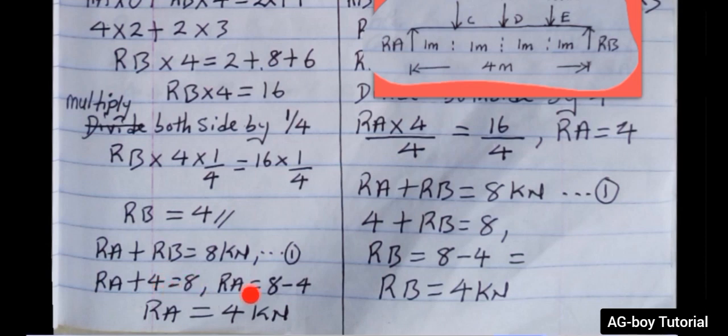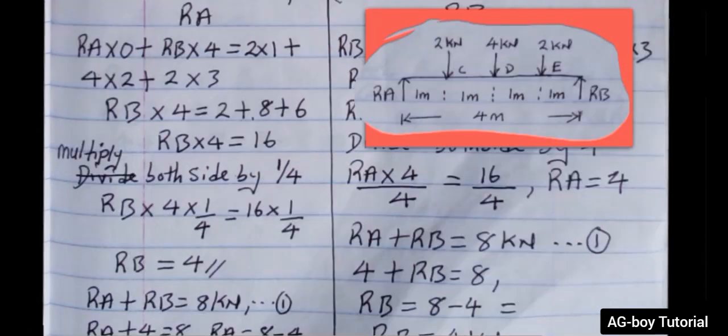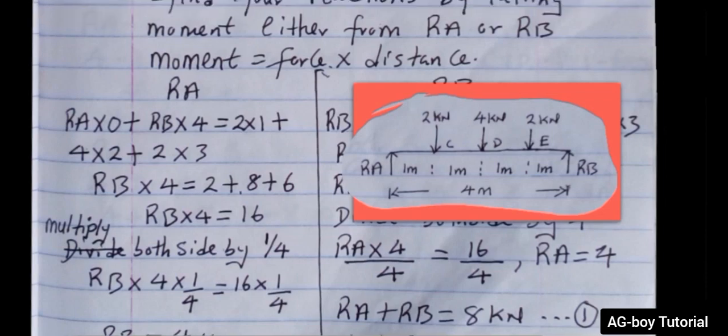Therefore our RA will now be equal to 8 minus 4. This 4 here crosses the equal sign and then comes to the side of 8, and then changes to a negative 4. So therefore our RA is going to be equal to 4 kilonewton. Then if you are to work with RB, this is how it's done.